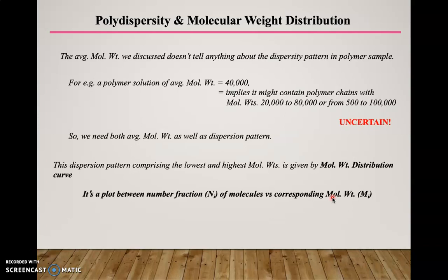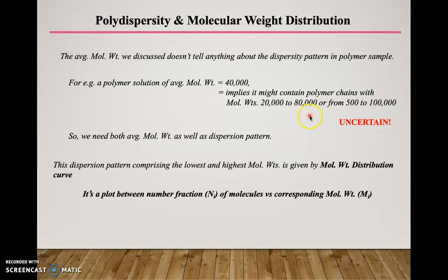Now, here we have to understand another important thing, the dispersity pattern, because just by the value of the molecular weight we cannot say what is the range of the molecular weight present in that sample, or understand the nature of the polymer sample. If a polymer solution has an average molecular weight of 40,000, it might imply that the molecular weights present in the sample range from 20,000 to 80,000, or from 500 to 100,000.